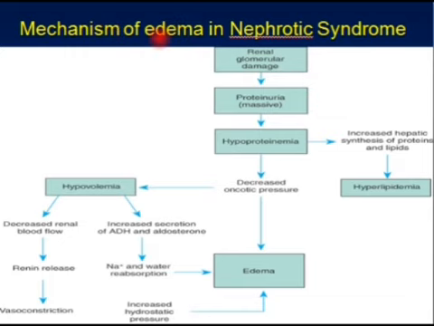Mechanism of development of edema in nephrotic syndrome. As we see, there is renal glomerular damage, which results in proteinuria, hypoproteinemia, and decreased oncotic pressure, which allows the fluid to leak from the intravascular compartment to the extravascular compartment, resulting in edema. Also, we have hypovolemia, which leads to increased secretion of antidiuretic hormone and aldosterone, sodium and water resorption, and increased hydrostatic pressure, and also leads to decreased renal blood flow, renin secretion, vasoconstriction, and more formation of edema.